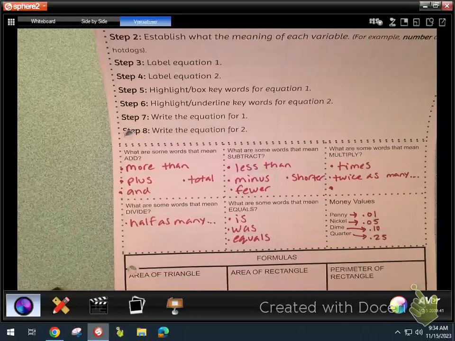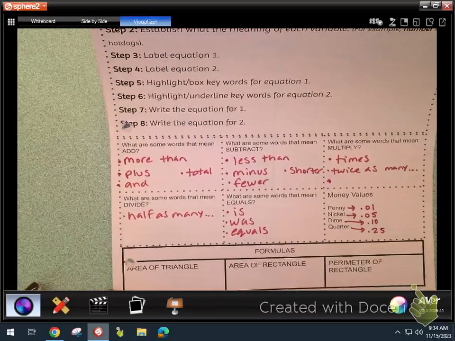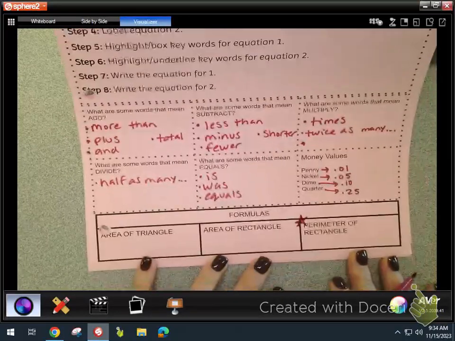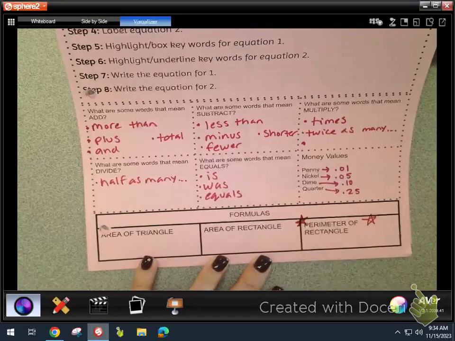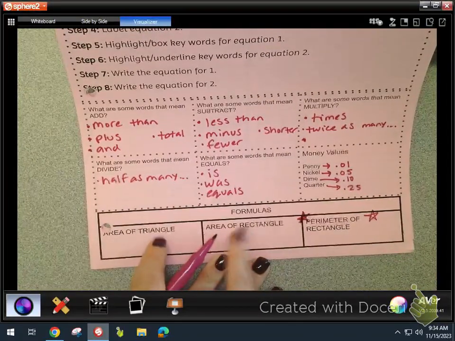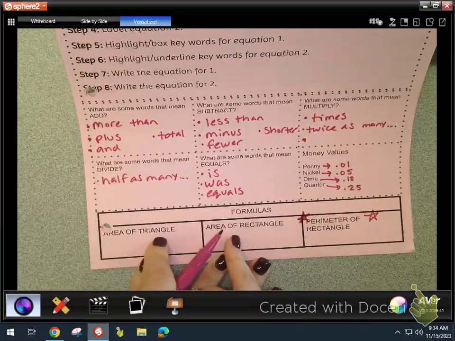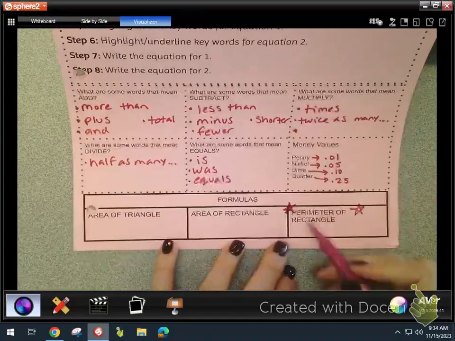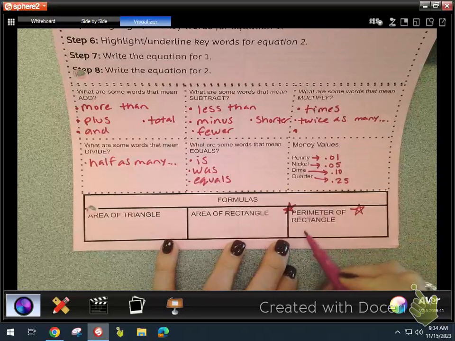And then the last thing on our little help sheet is going to be some formulas. And we put these on here. I will tell you the one that we use the most is perimeter of a rectangle. Right here, I'm going to star this one. But I saw these two on a STAAR question last year, so I thought it would be worth going over. But what's the one we're going to use the most? What's a perimeter of a rectangle?